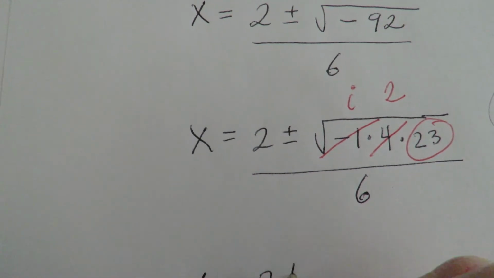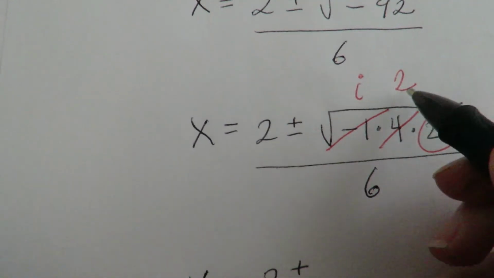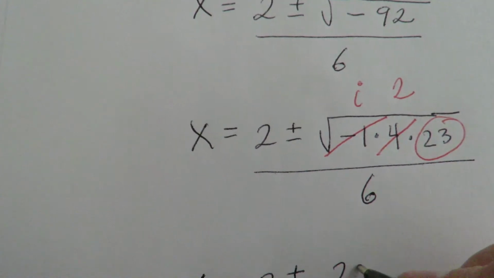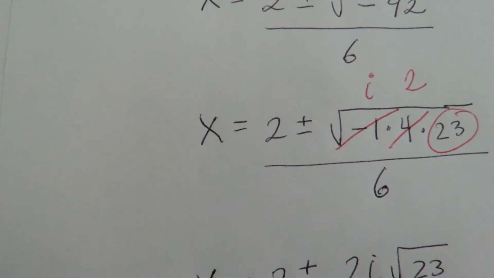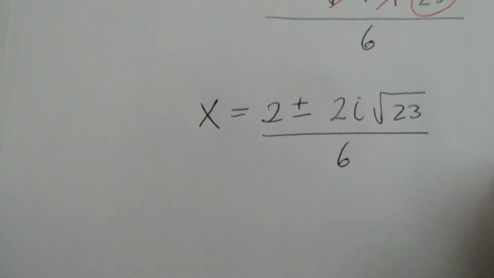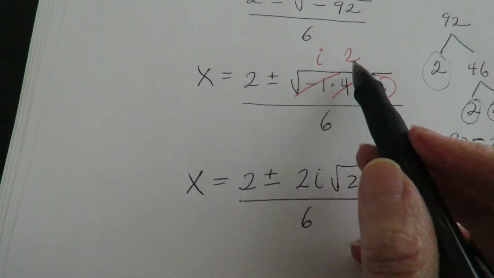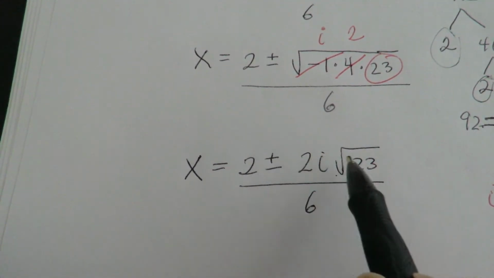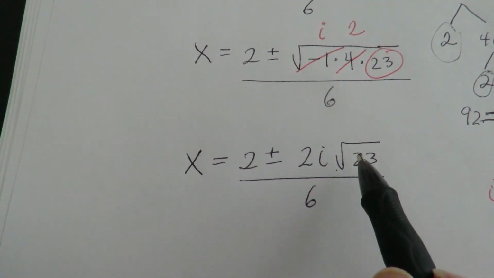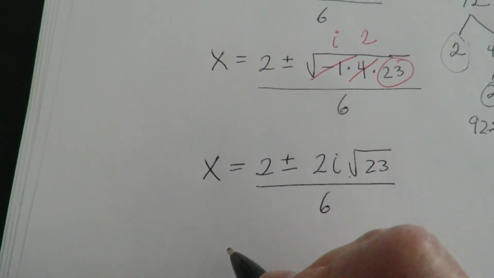Okay, so -1 under the radical comes out as an i. The square root of 4 is 2. The 23 stays under. x equals 2 plus or minus, bring the stuff that came out to the front, 2i radical 23 all over 6. So bring out the stuff that came out, pull it to the front of the radical. Don't flip it over the plus or minus sign. Make sure you keep this all squeezed together. Make sure your fraction's in lowest form.